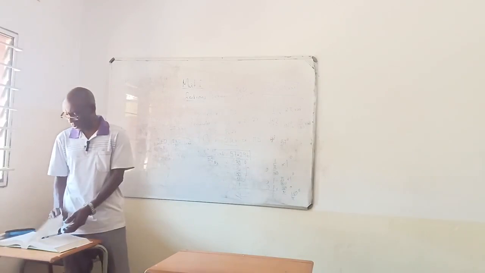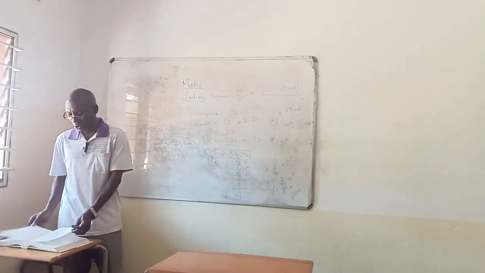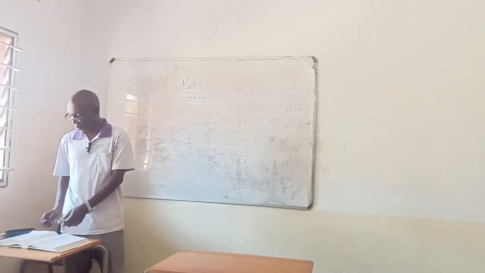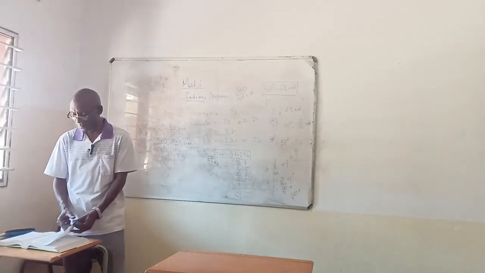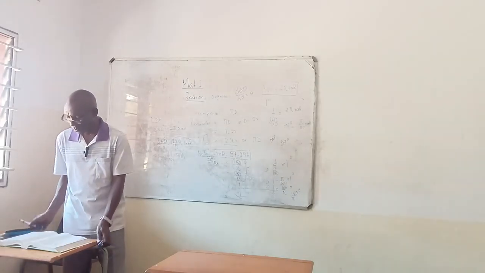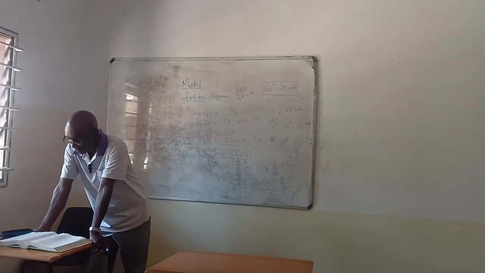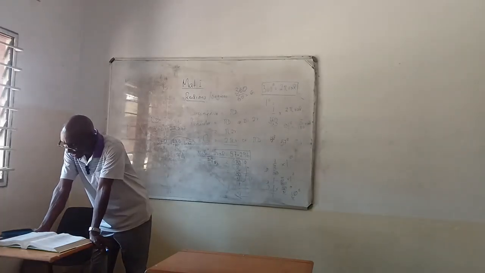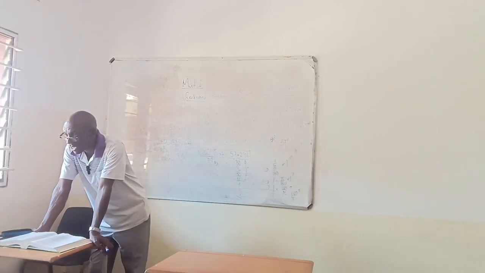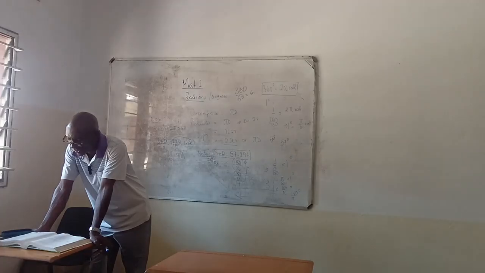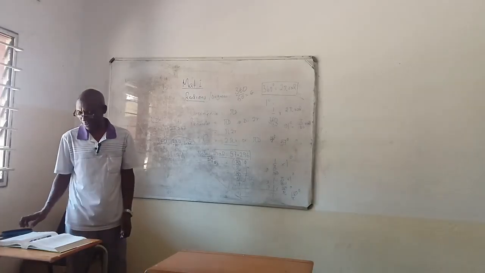All right, let's proceed. Let's convert the following measures. Express 2 rad in degrees, and express negative 270 degrees in radians. Let's start with the first one. Let's do it together.